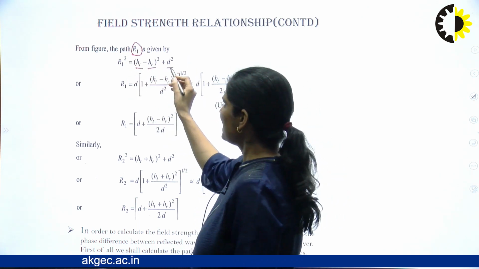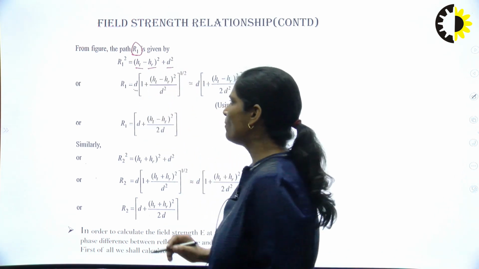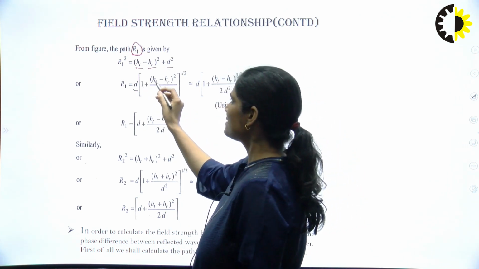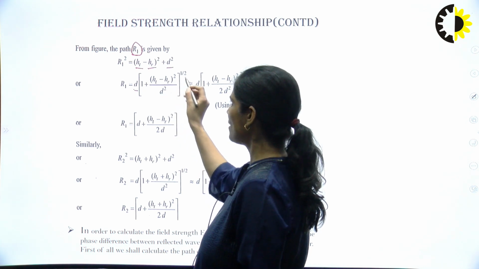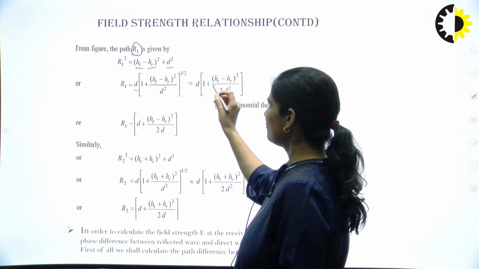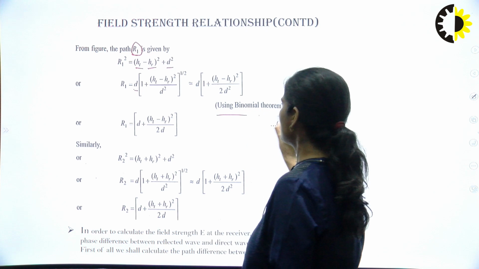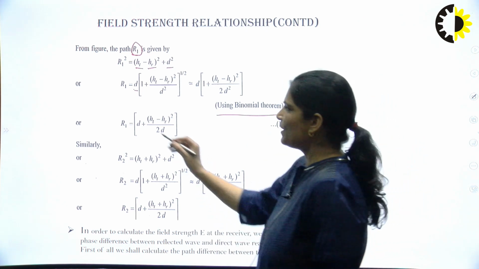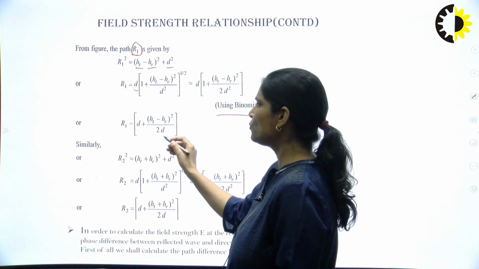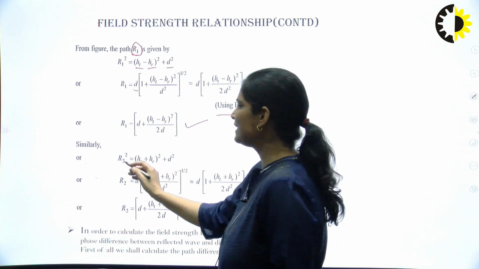Here we can take D common from both terms. What will be left? D times (1 plus (HT minus HR) square upon D square) to the power 1 by 2. Now this is nearly equal to D times (1 plus (HT minus HR) square upon 2D square), using the binomial theorem. So R1 is equal to D plus (HT minus HR) square upon 2D. So this is R1. Similarly, we can calculate R2.